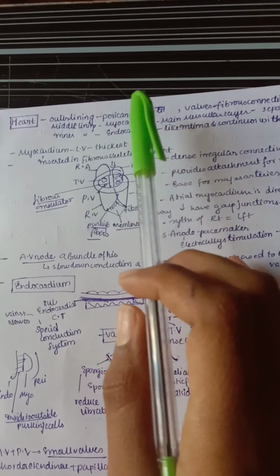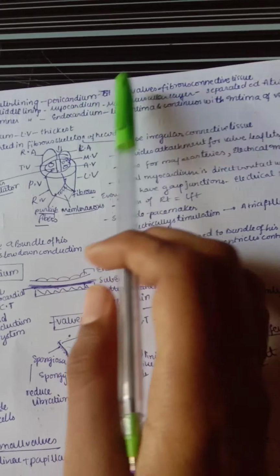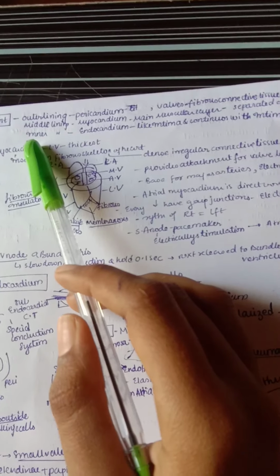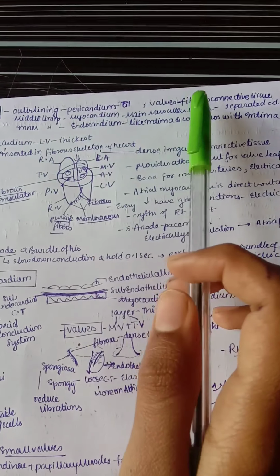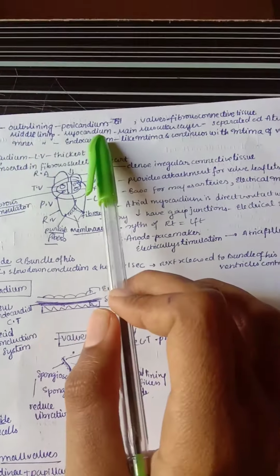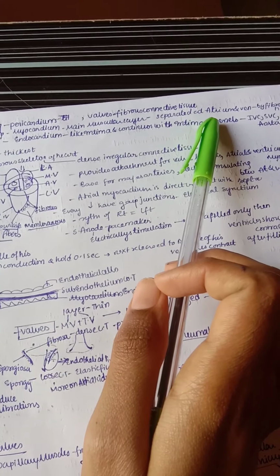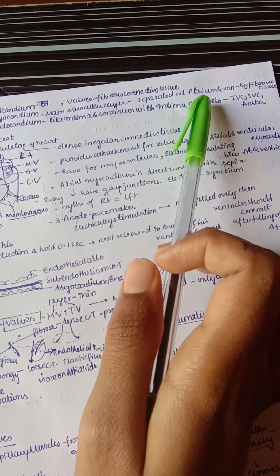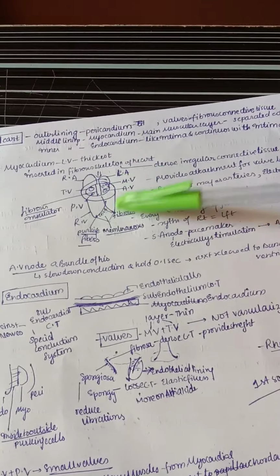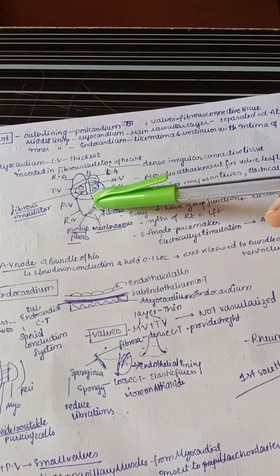The outer lining is the pericardium, and valves are present which are mainly made up of fibrous connective tissue. The middle lining is the myocardium, which is the main muscular layer. It is separated at the atrium and ventricle by a fibrous tissue. For example, this is the middle myocardium, and it is separated at the atrioventricular junction over here.